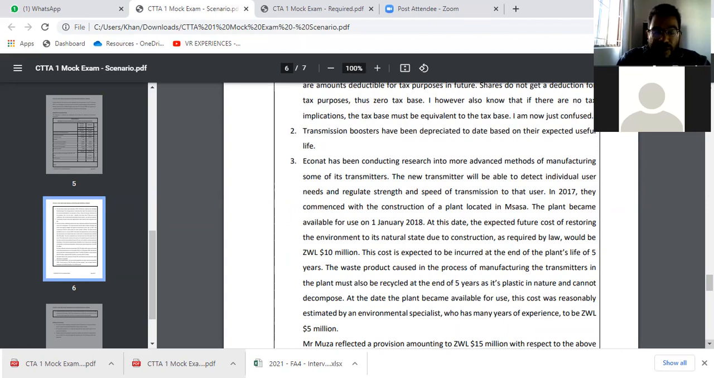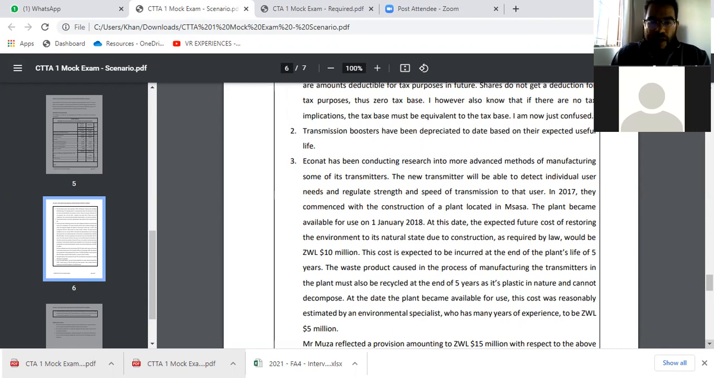I just want to reread it again. I wasn't sure whether I picked up whether that 10 million and the 5 million is the amount at 1 January 2018, or whether it is the amount in future, whether the 10 million is in 5 years' time and the 5 million in 5 years' time. I just need to read that again.